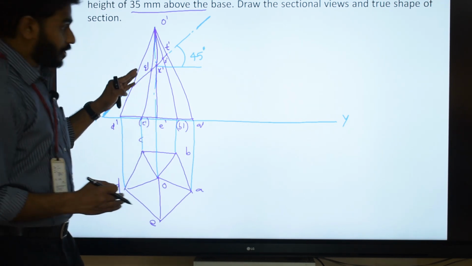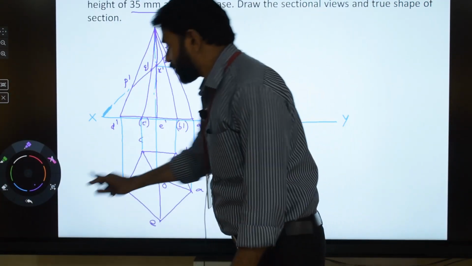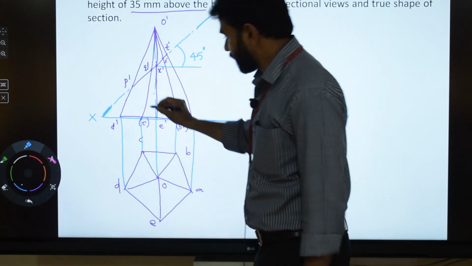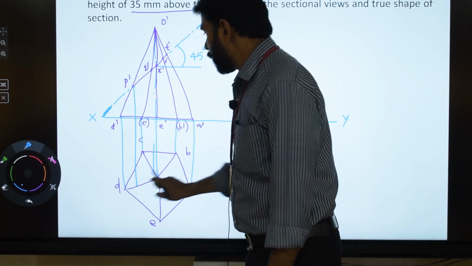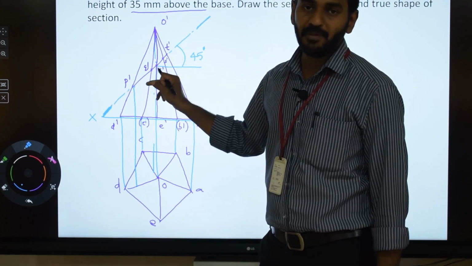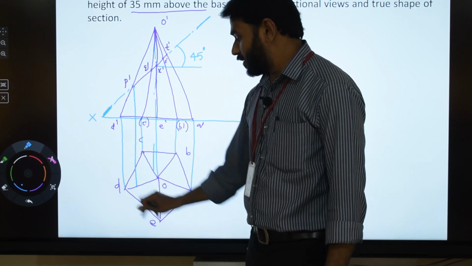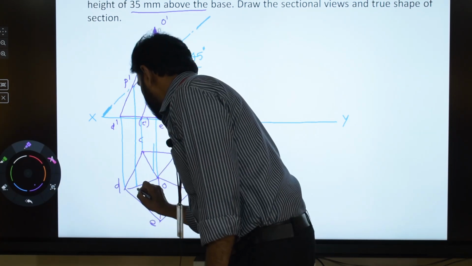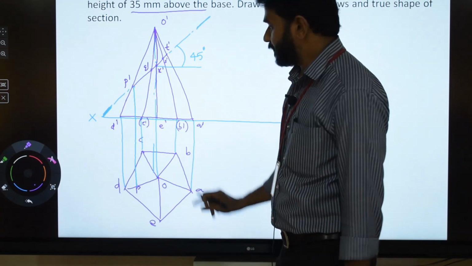Now what is the next step? You need to transfer these cut points onto the top view. For which you have to draw projectors from each of these cut points onto the respective top views of the slant edges. So from P dash I draw a projector to the slant edge OD, because P dash is on O dash D dash, therefore its top view P will be on OD. So from P dash I have drawn a projector to OD. So here you will be getting the cut point P, the top view of P dash.